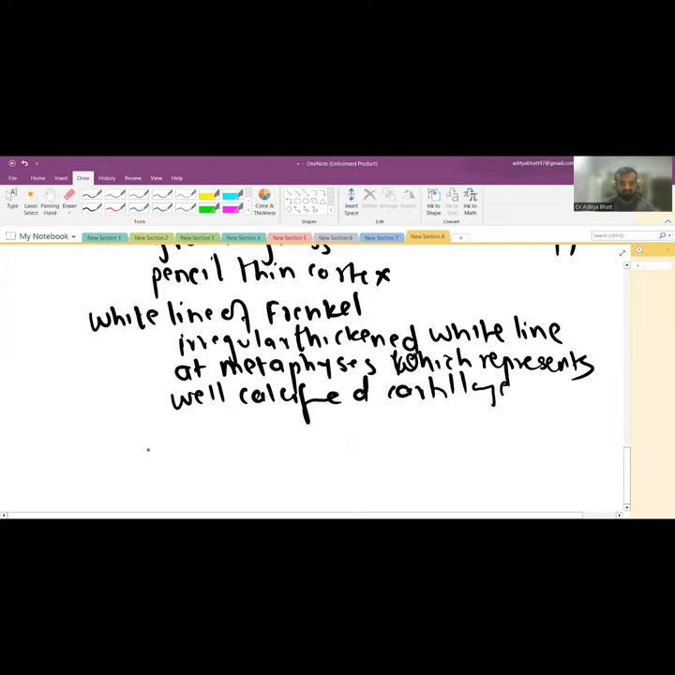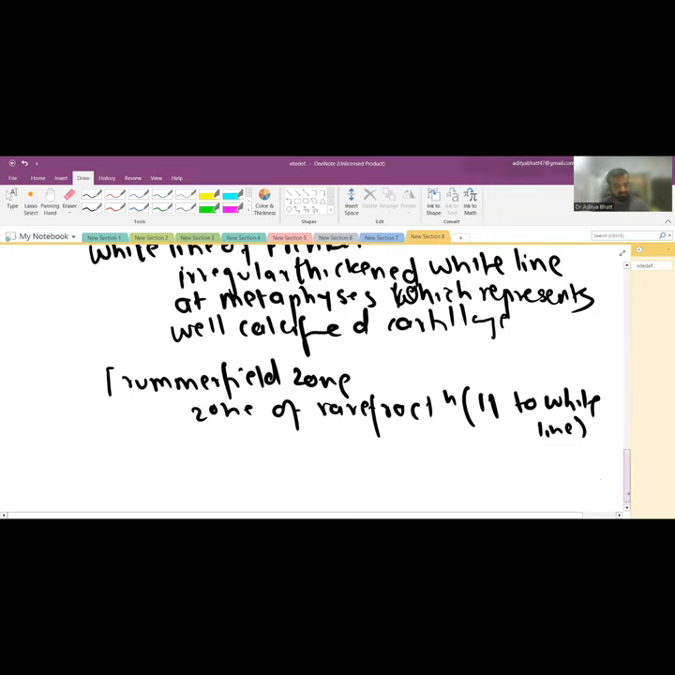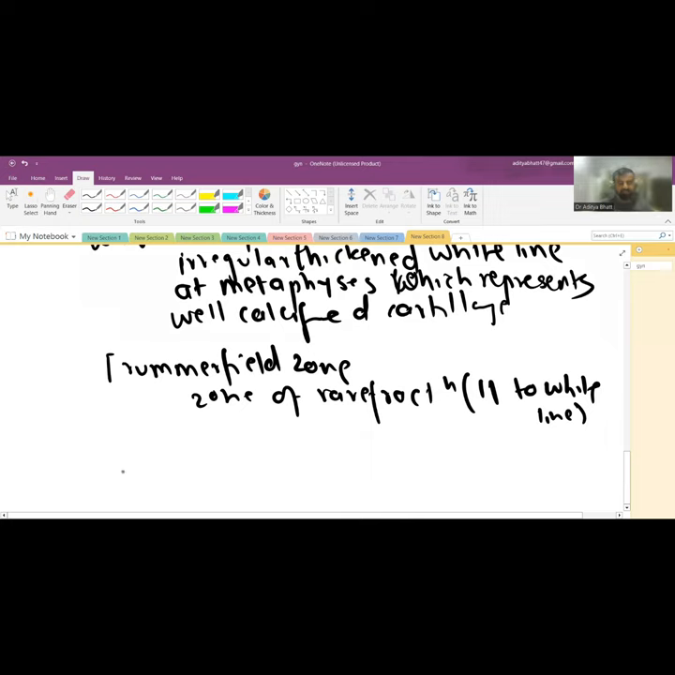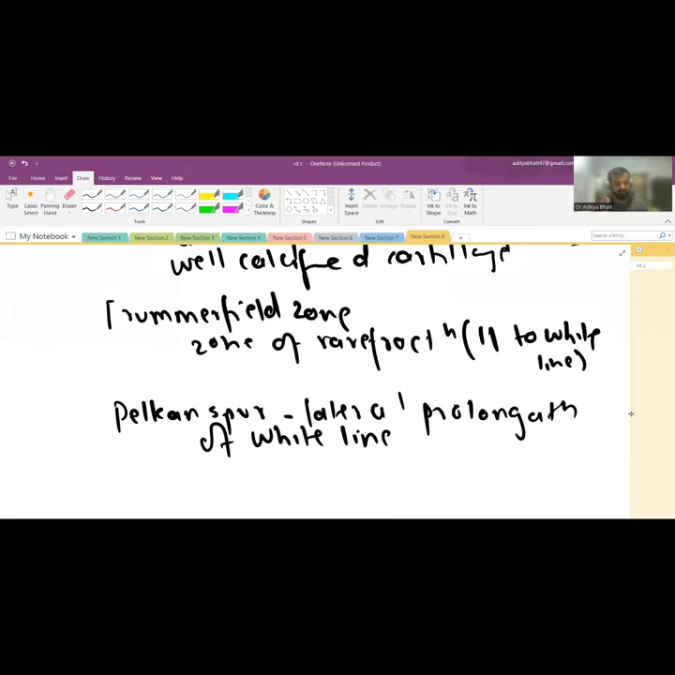Now there is a zone of rarefaction known as Trümmerfeld zone. This is a zone of rarefaction where there is a linear break in the bone, and it is parallel to the white line of Frenkel. So you see the Trümmerfeld zone, and then you see something known as a Pelican spur. What is Pelican spur? It is a lateral prolongation of the white line of Frenkel. And it might be seen at the cortical ends of the bone as a spur. So these are the findings of the X-ray of a patient with scurvy.